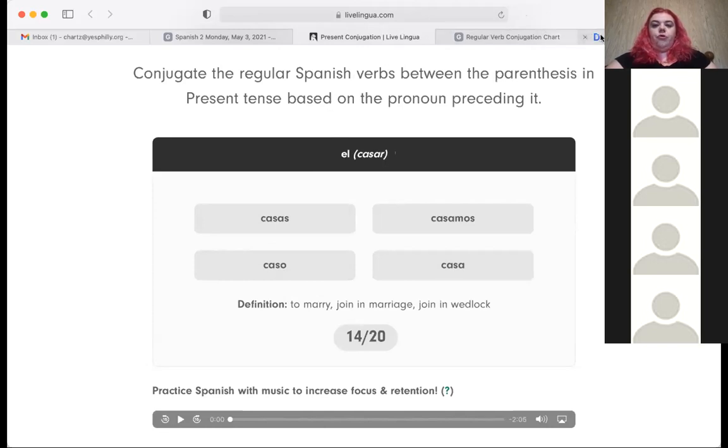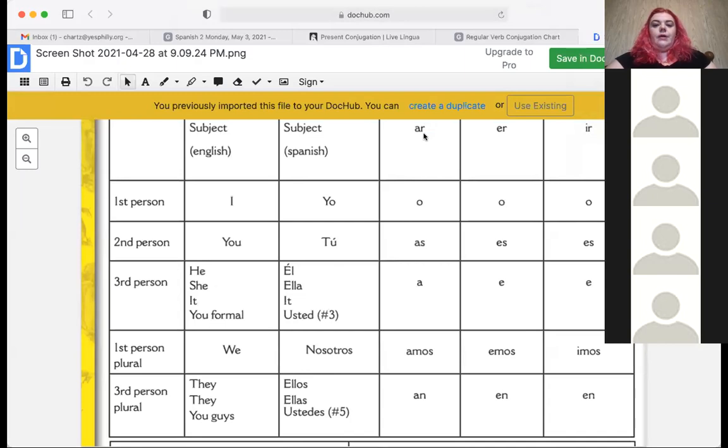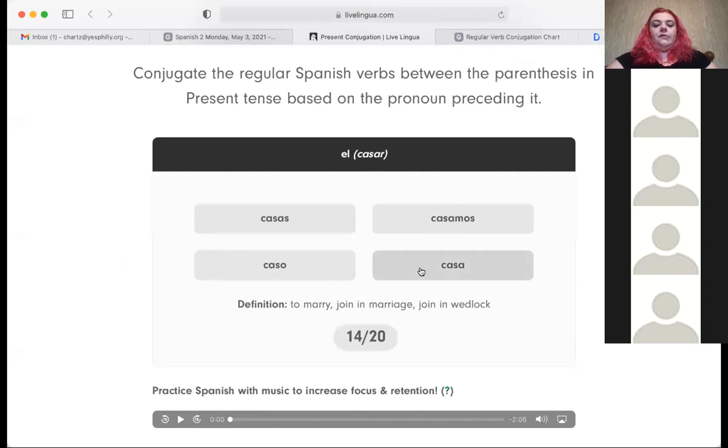Well, let's go to our chart. AR ending, él is our subject, right? So we're going to go down to here. We're going to go over. It's an A, right? So it's going to be casa. Yep, that's correct.